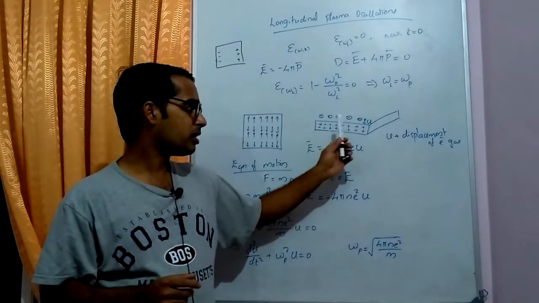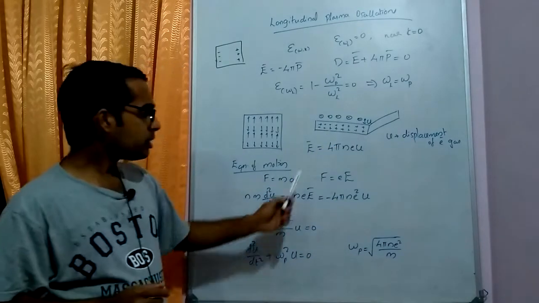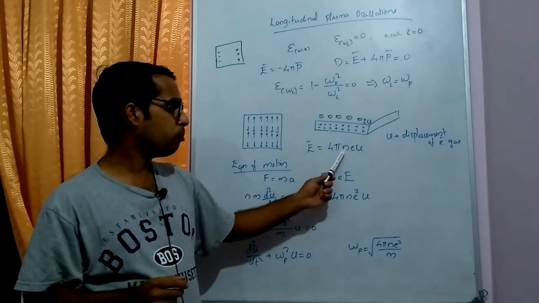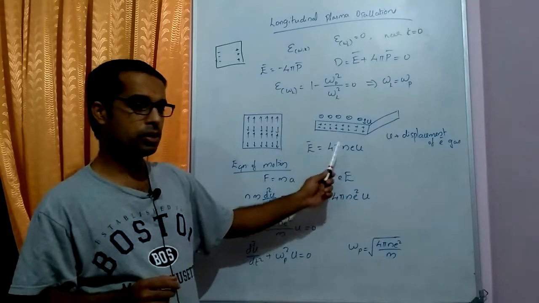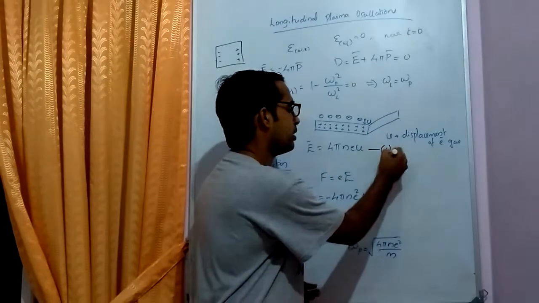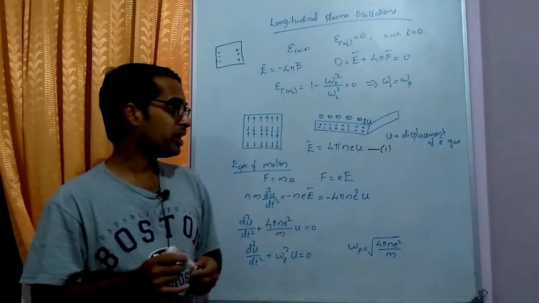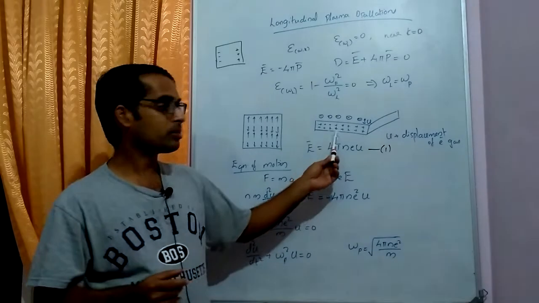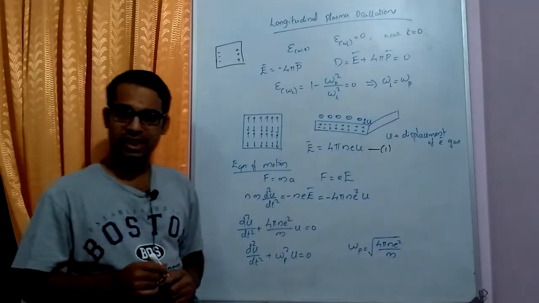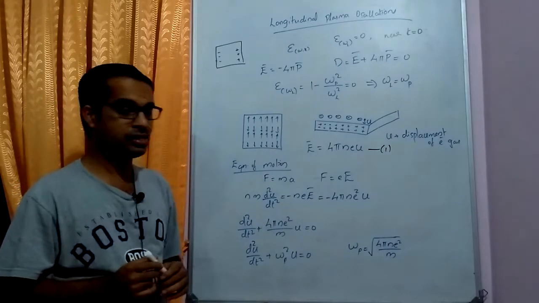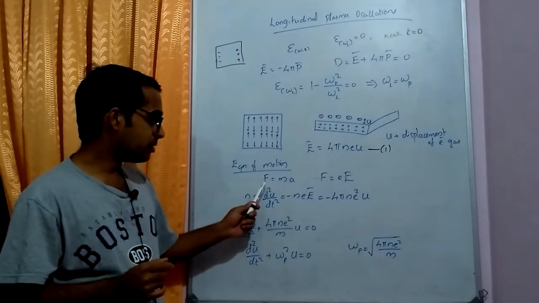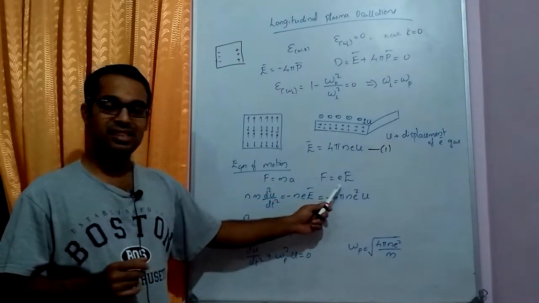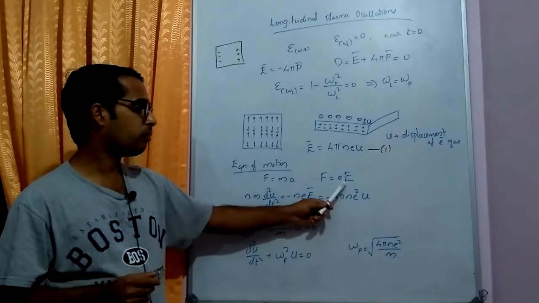We represented U as the displacement, and the corresponding electric field will be 4 pi P minus 4 pi P, which becomes 4 pi N e squared. This is the expression for the electric field due to the displacement of the electron gas inside a metallic slab like this. Now we consider the equation of motion of the electron gas inside the medium. For that, this is the expression for force using Newton's second law of motion, and this is the force due to the electrostatic field.